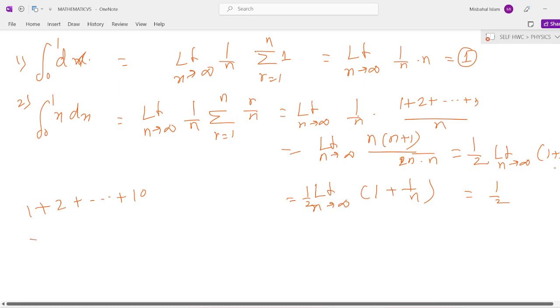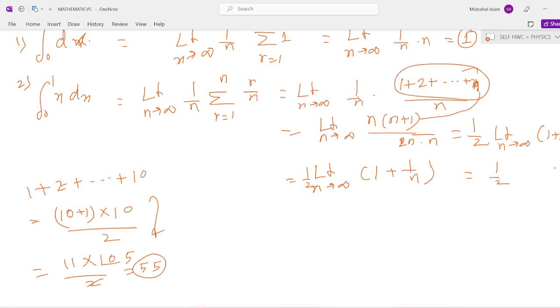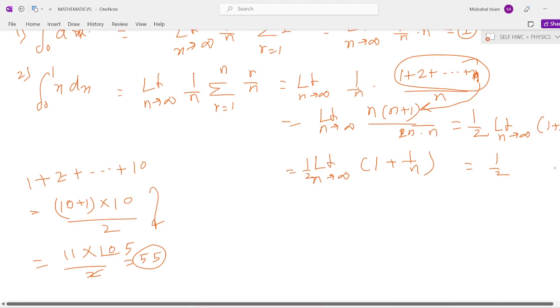Suppose you want to understand 1 plus 2 plus dot dot dot plus 10. How to solve this problem? So it is (10 plus 1) into 10 by 2, which means 11 into 10 by 2, which is 55. So this is the formula: n into (n plus 1) by 2.